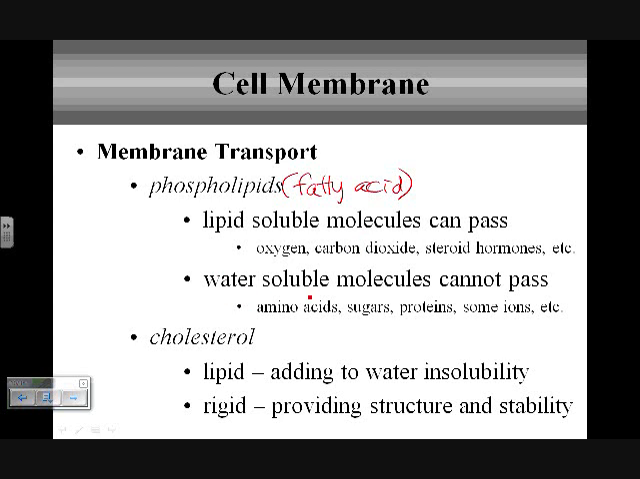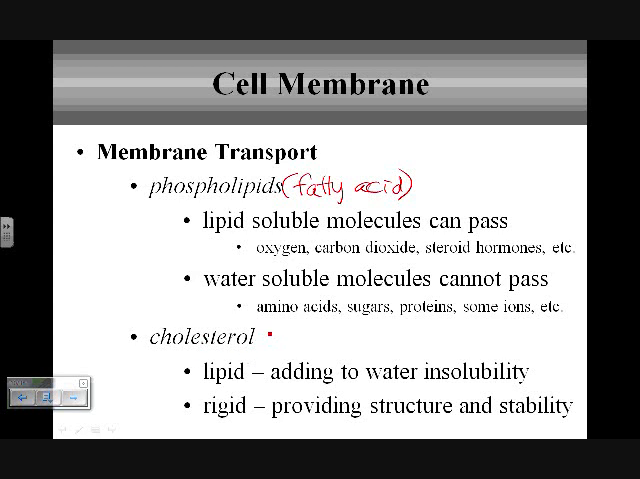But those water-soluble molecules, the molecules that are going to be dissolved into the water and mixed into the water, they're not going to be able to pass because water's not really going to be able to pass easily through the cell membrane, right? Those are amino acids, sugars, proteins, some of the ions. They're going to need a completely different mode of transport across the cell membrane.